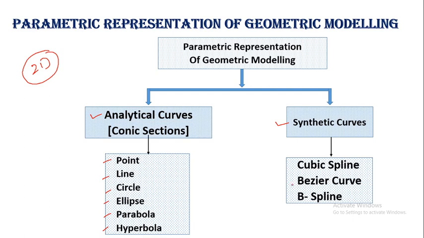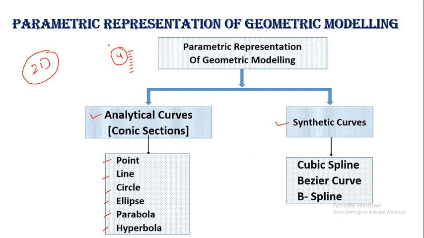Second is the Bezier curve. Third is the B-spline curve. These are the geometry you're supposed to draw by using the parametric method. That means in that case we are going to use some parameter u, and by varying this parameter in the equation we will get the points or the pixels on the geometry. So these are the geometry you're supposed to learn for this chapter.